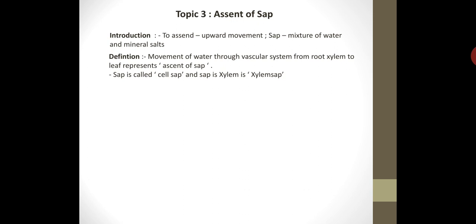Then how can we define this phenomenon, ascent of sap? It is the movement of water through the vascular system, that is xylem, from root xylem to the leaf xylem. It is called ascent of sap. Sap in the cell we call cell sap, and sap which is present in the xylem is called xylem sap.